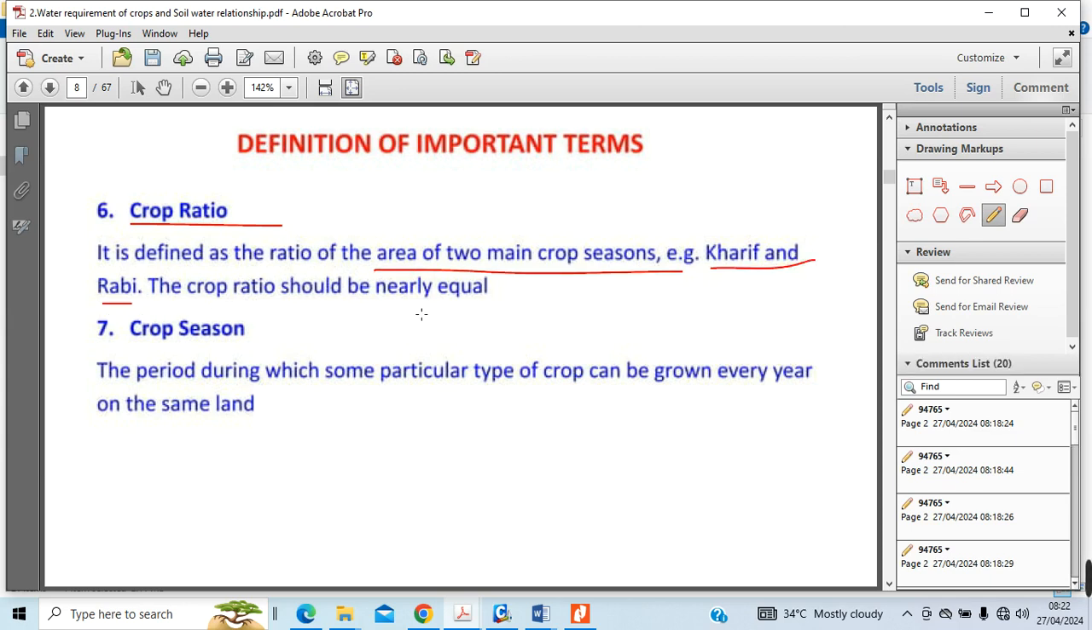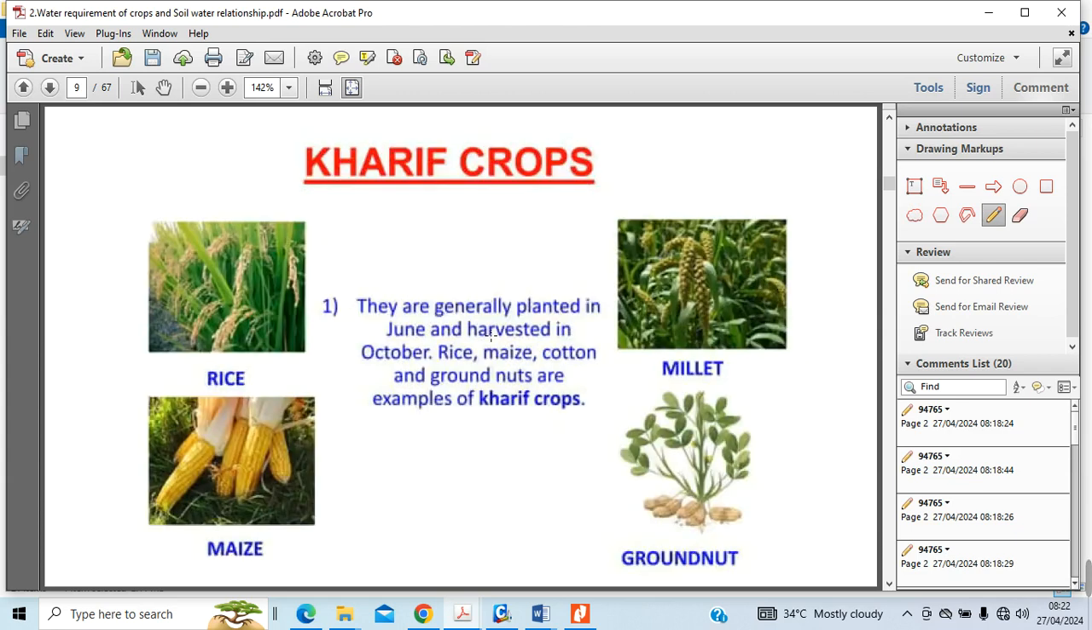The crop ratio should be nearly equal. The crop season is the period during which a particular type of crop can be grown every year on the same land. The Kharif crops are rice, maize, groundnut, and millet. They are generally planted in June and harvested in October. Rice, maize, cotton, and groundnuts are examples of Kharif crops. So I may ask the question: what are the examples? Give the crop names for Kharif.